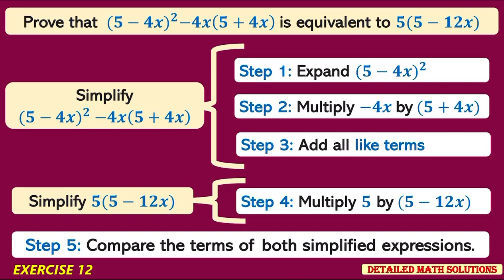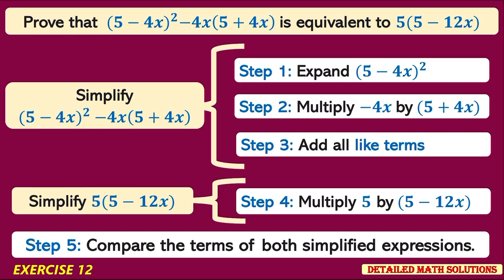To simplify the first expression, 5 minus 4x in parentheses squared minus 4x in parentheses 5 plus 4x, first I need to expand 5 minus 4x in parentheses squared. Then I need to multiply minus 4x by 5 plus 4x in parentheses. In other words, I need to open parentheses and multiply minus 4x by 5 and then multiply it by 4x. As a third step, I need to add all like terms. Like terms are the ones that have the same variable, which is raised to the same power.